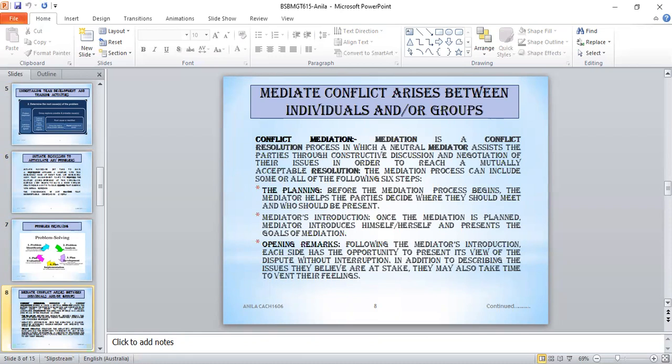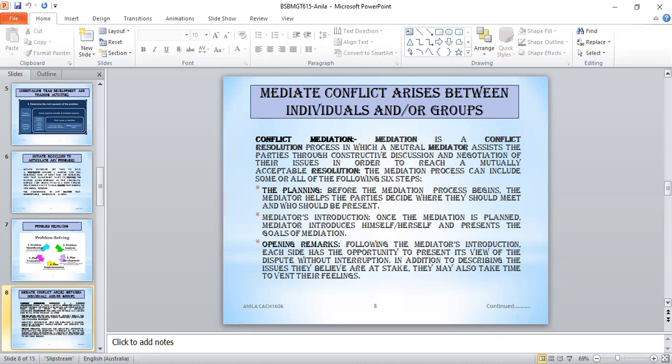The planning. Before the mediation process begins, the mediator helps the parties decide where they should meet and who should be present. Then mediator's introduction. Once the mediation is planned, the mediator introduces himself or herself and presents the goal of mediation.